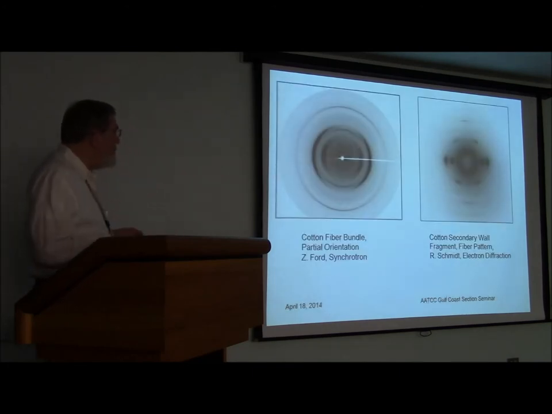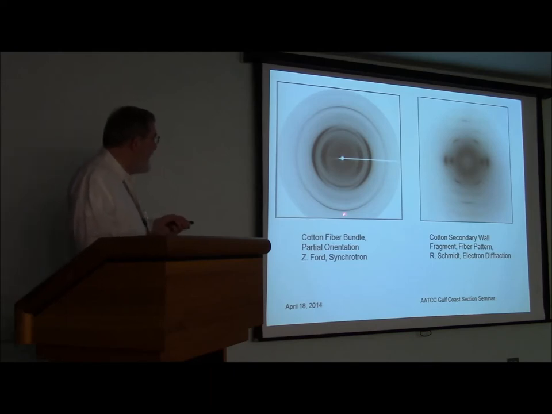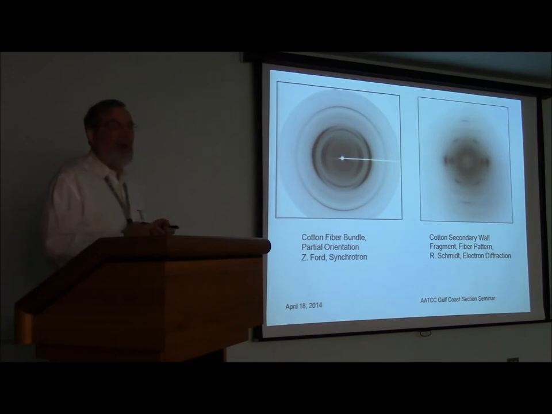So here's some pictures of cotton that were taken. This is a fiber bundle. The diffraction pattern was taken at LSU. They have a synchrotron up there, which is a very powerful source of X-rays, and it's a very nice pattern of cotton. This shadow going across here is the beam catch holder. So this is that little piece of lead that protects the image recording device from getting a huge dose of X radiation that would ruin it right away.